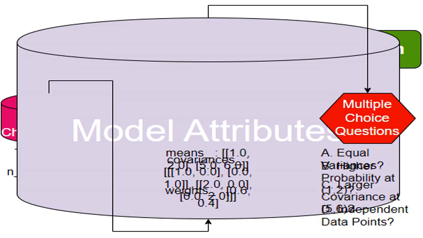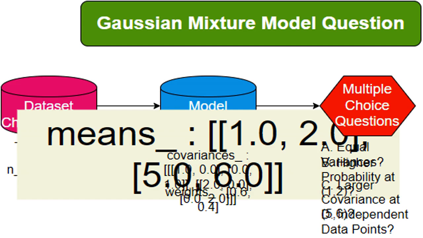These are the results after the model has been applied to the data. I'll look at the means, covariances, and weights to understand the clusters. These are the central points, means, of my two clusters.